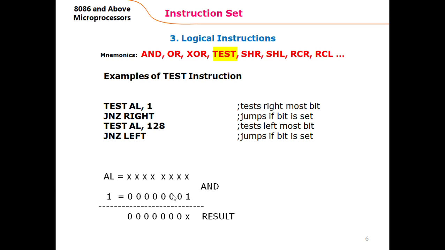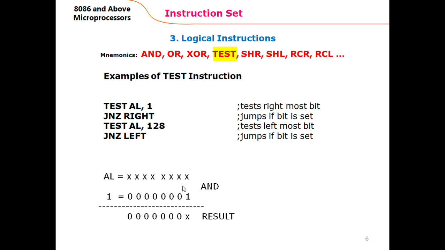And we are sure that as the rest of the 7 bits in this mask are zeros, in the result we will get all these 7 bits as 0. So we are sure that all these 7 bits are zeros, and only this bit is important. So if this bit is 1, then we get 1 here, and the result is not 0. So we can easily say that it jumps if the bit is set.